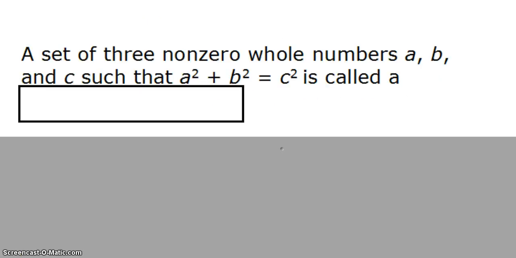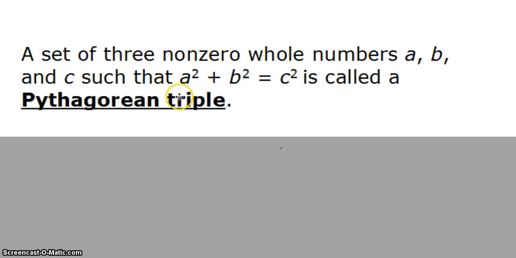Very good. A Pythagorean triple is a set of 3 non-zero whole numbers, like the blue numbers on our number line in the classroom, a, b, and c, such that a squared plus b squared equals c squared. There's our what theorem? We got it. These are the Pythagorean triple. When you have a, b, and c such that a squared plus b squared equals c squared, it's a Pythagorean triple.